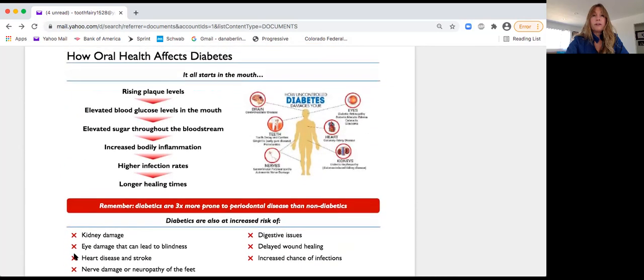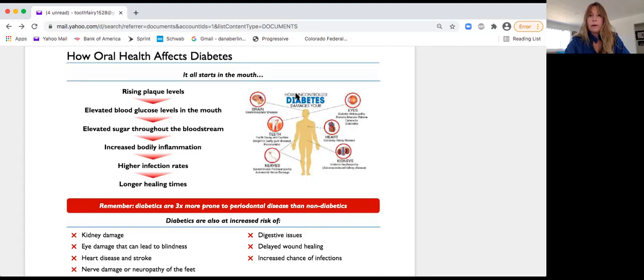How oral health affects diabetes. It all starts in the mouth. Again, the rising plaque levels, if not removed, can lead to elevated blood glucose levels in the mouth and elevated sugar throughout the bloodstream. That leads to increased inflammation in the body. It can lead to higher infection rates and longer healing times.